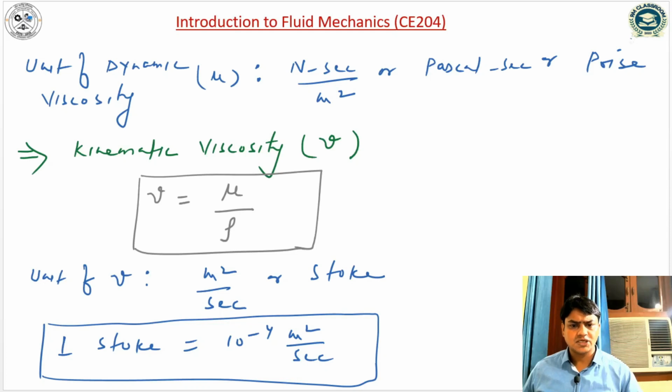So here I have discussed the two types of viscosity. The first one is dynamic viscosity and the second one is kinematic viscosity. The unit of dynamic viscosity is Newton second per meter square, Pascal second or poise. 1 poise is 0.1 Newton second per meter square. Similarly, the kinematic viscosity is equal to the dynamic viscosity divided by density, and the unit of kinematic viscosity is either stoke or meter square per second.